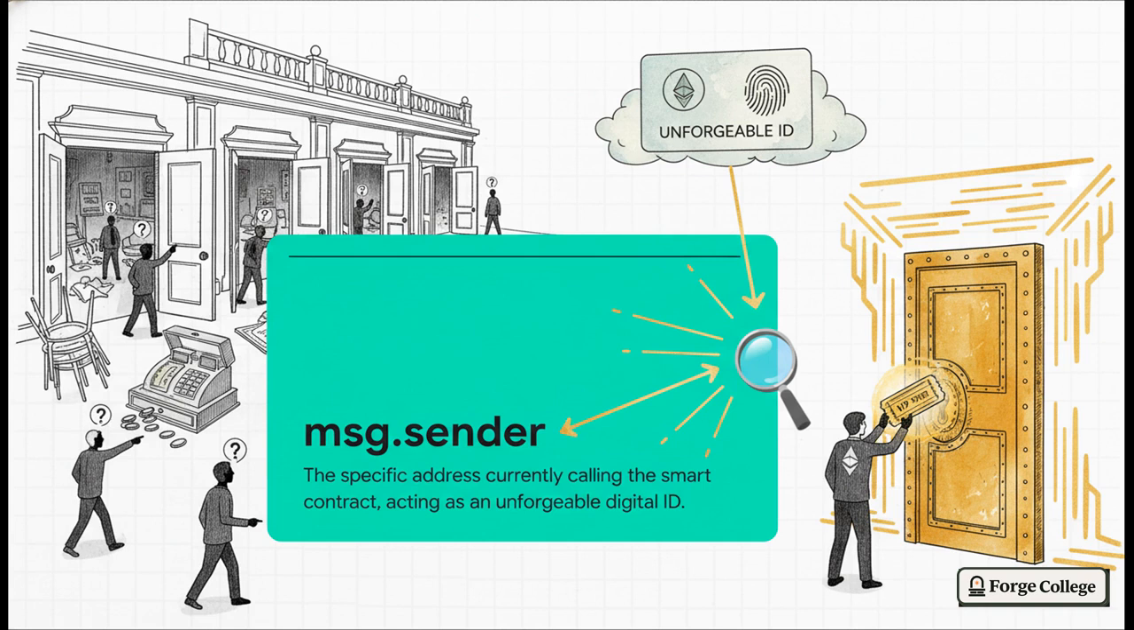To pull this off, we rely on a globally available variable in Solidity called msg.sender. Think of this as an unforgeable ID card. It's the ultimate VIP golden ticket that the Ethereum network hands to whoever is currently knocking on your contract's door. You can't fake it, you can't alter it, and fake mustaches definitely will not work here. It is our absolute source of truth for identity.